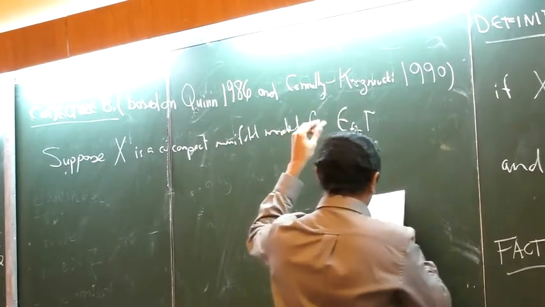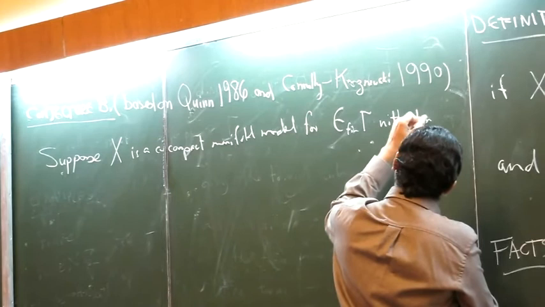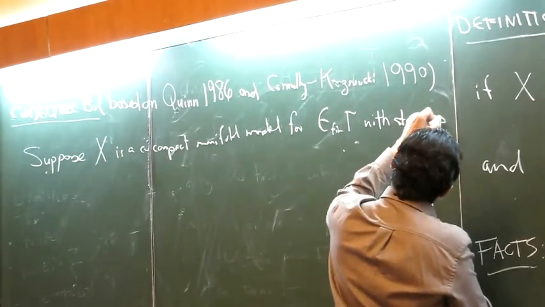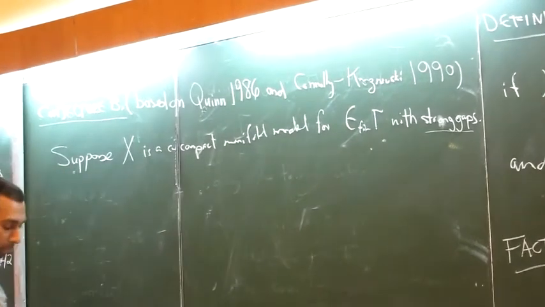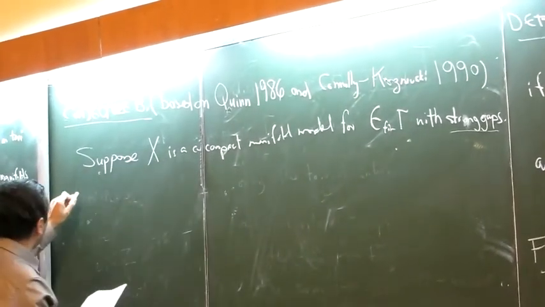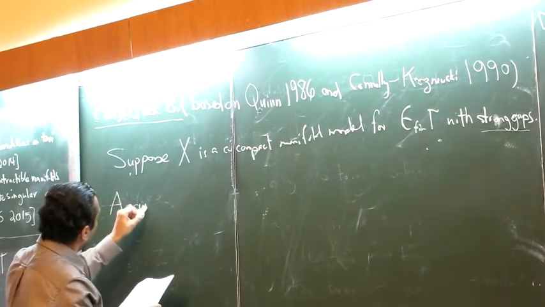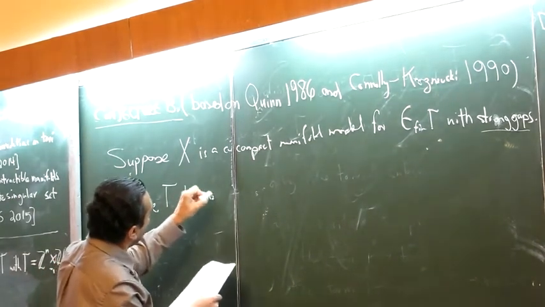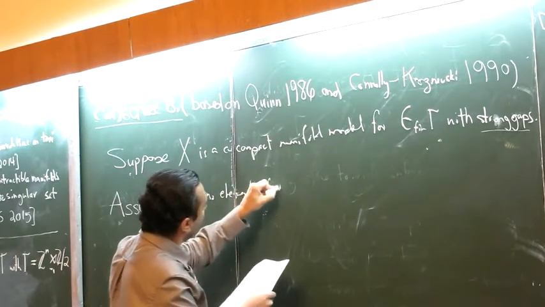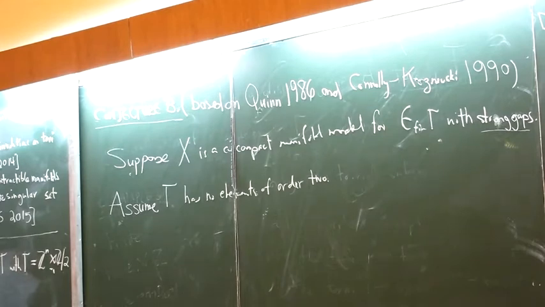For infinite gamma. And we're going to assume a little bit more. We're going to assume these strong gaps. And then Frank Quinn tries to eliminate some complication by making an assumption on the group. Assume that gamma has no elements of order 2. So this will eliminate the infinite dihedral groups.